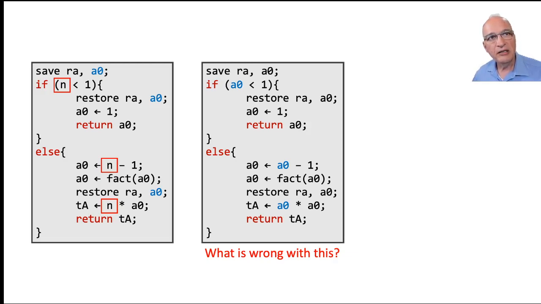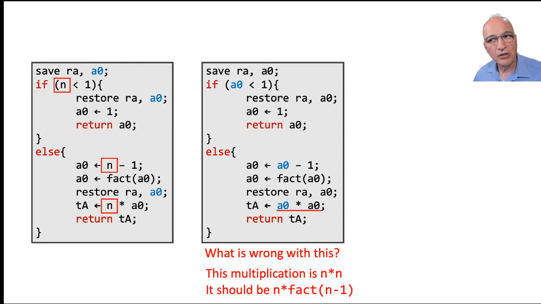Now I subtract 1 from 3, I get 2. I call the factorial of 2. I receive the value of the factorial of 2 in A0 after that computation. And then I restore the value of A0. When I restore the value of A0, I am restoring the 3. So when I do the multiplication, I'm multiplying 3 by 3 instead of multiplying 3 by the factorial of 3 minus 1.